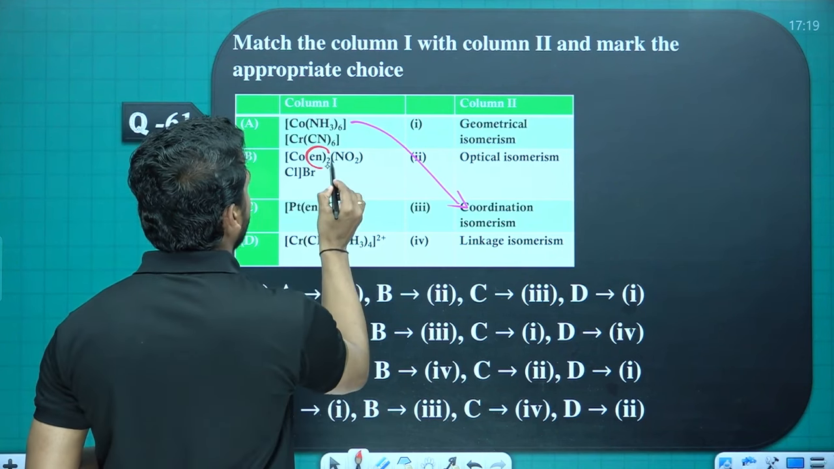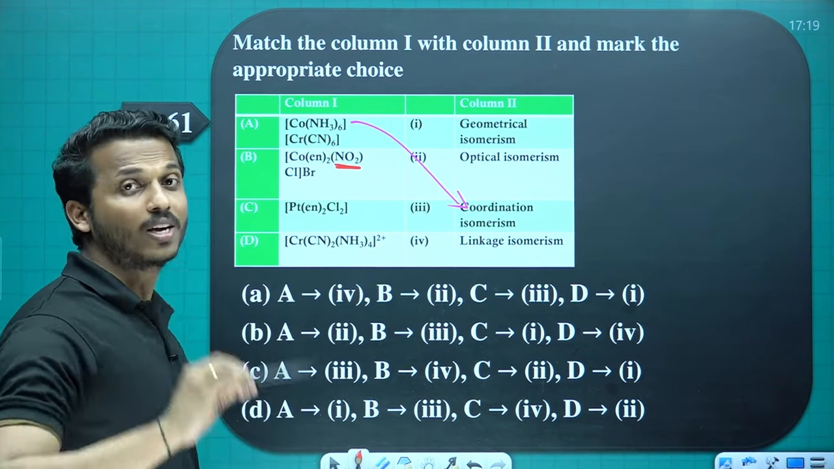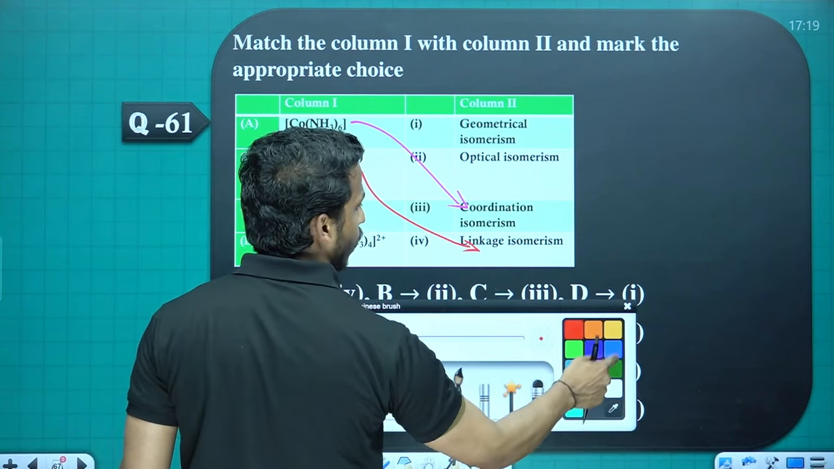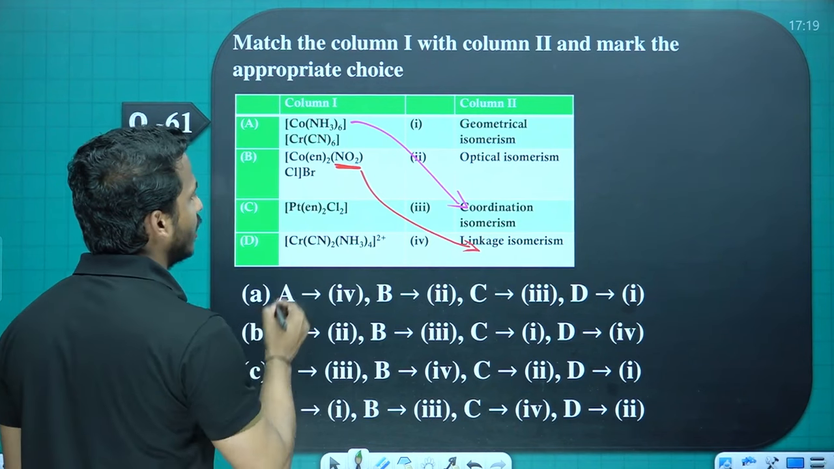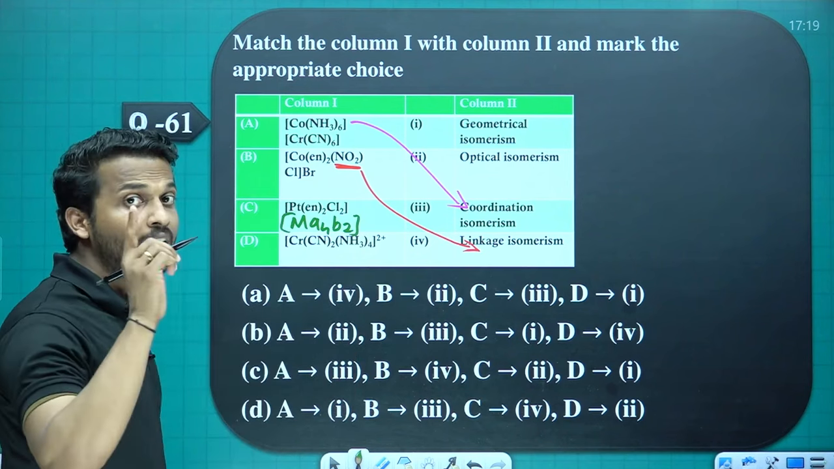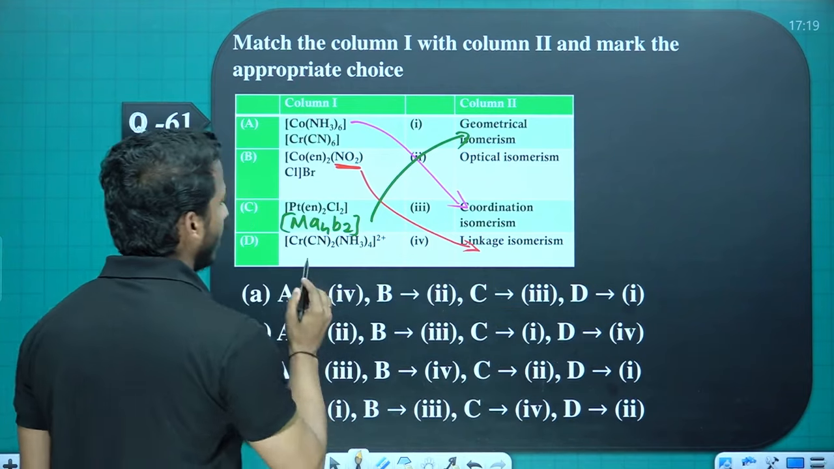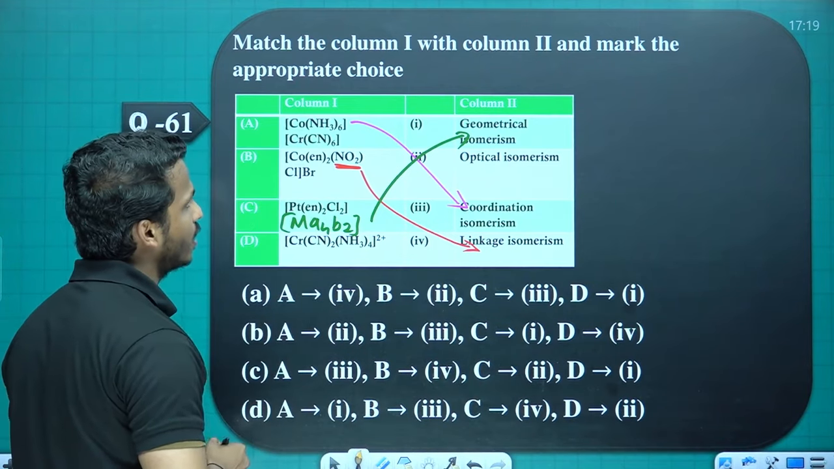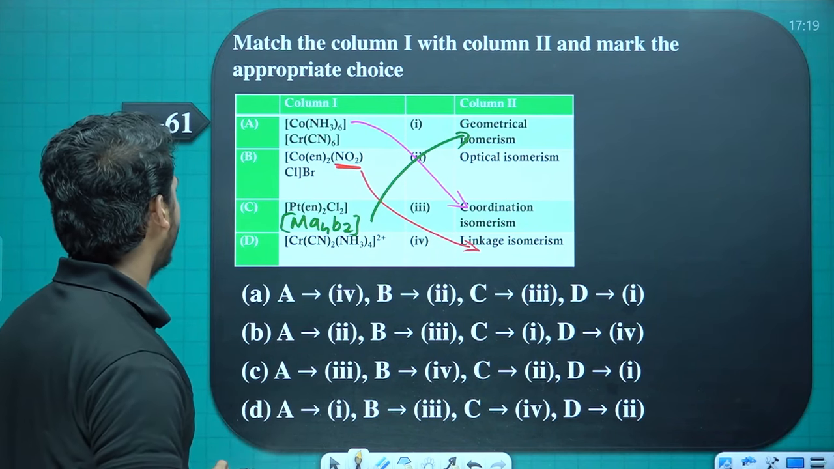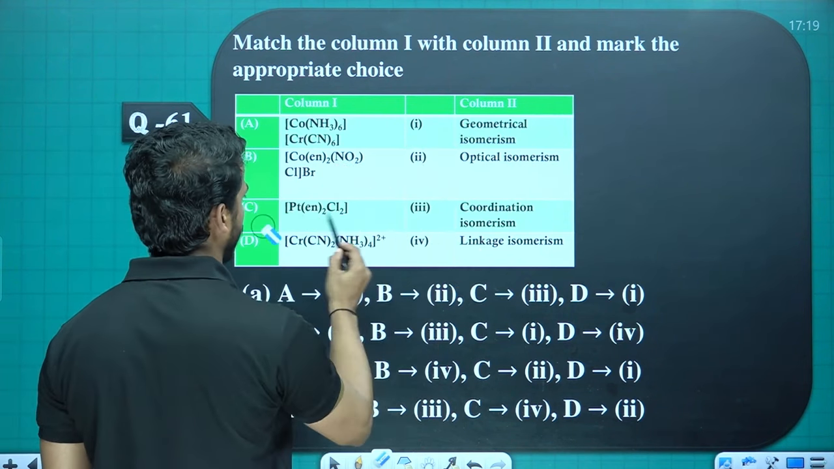Can you see en twice is there? Even NO2 is there, my dear. NO2 is what type of ligand? Ambidentate ligand, so it can show linkage isomerism. And another one, Pt(en)2Cl2. This is a type MA4B2, which shows cis-trans isomerism or geometrical isomerism. And what about the last one? Co(en)2(NH3)2. Then optical isomerism is remaining, right? Okay, then wait all of you, we have to make some rearrangement here, some rearrangement not matching.